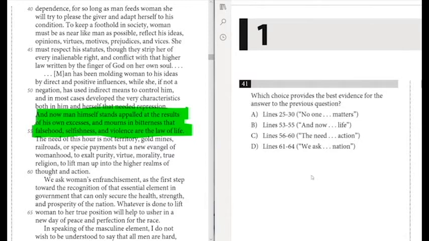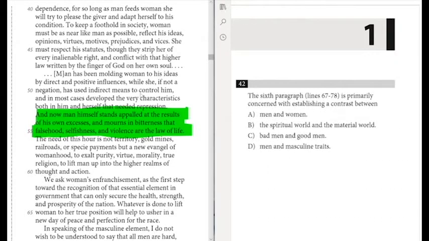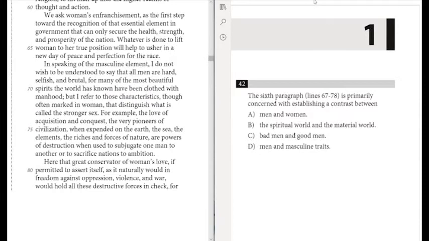Question 41 is asking us for the evidence that we looked toward when we picked our answer for question 40, and the evidence we were using was in lines 53 to 55, and so the answer for 41 is nice and easy. It's going to be answer choice B. Question 42 is asking us the primary contrast in the paragraph from lines 67 to 78. So let's start reading the paragraph.